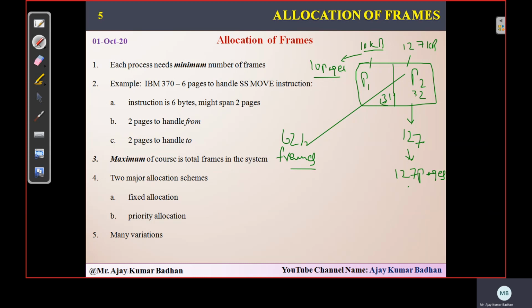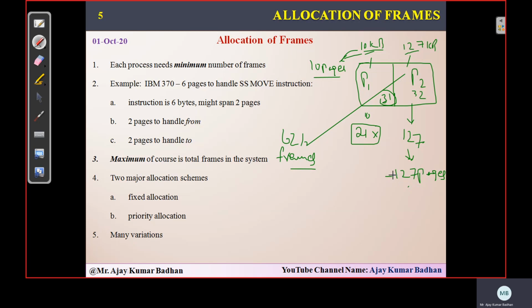But how many have we allocated here for P1? 31, so out of 31 it is utilizing only 10 frames. What about the remaining 21? We are simply wasting those 21 by allocating them to process P1. It is not going to utilize them because the size of that process is very small, 10 KB, and mostly it might be using 10 pages, not more than that. Whereas coming to process P2, it has a little bit huge memory, right? 127 KB.